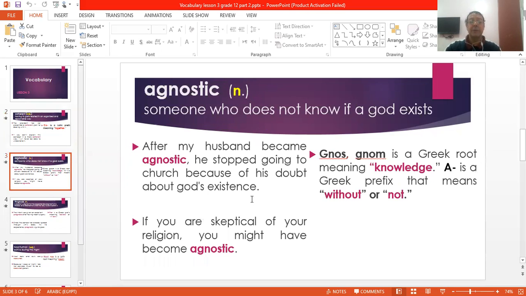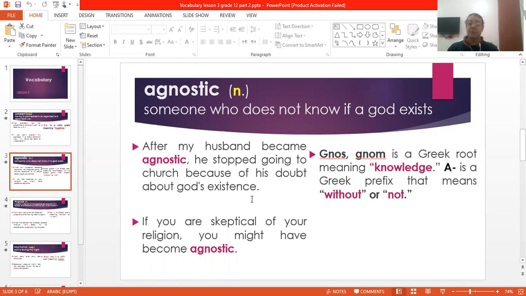Let's move to another vocab item. There's a word that we hear sometimes from time to time: agnostic. What is the meaning of agnostic? It's a noun. So the part of speech is a noun. What does it mean? Someone who does not know if God exists. In other words, he is not a believer or she's not a believer.